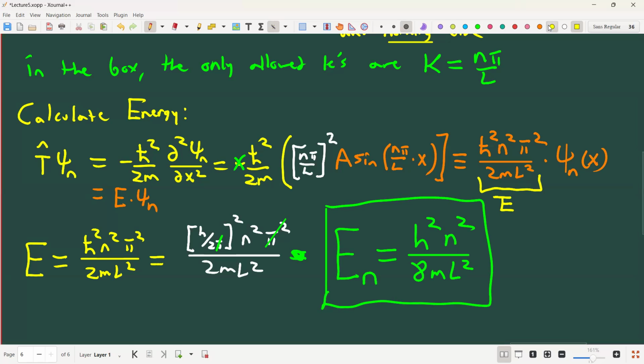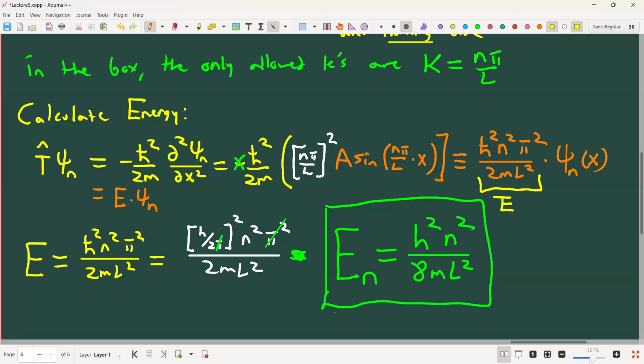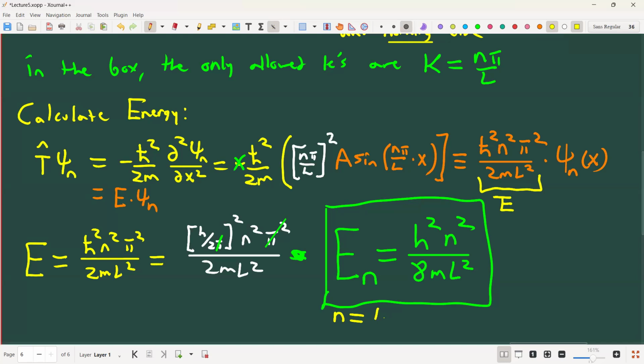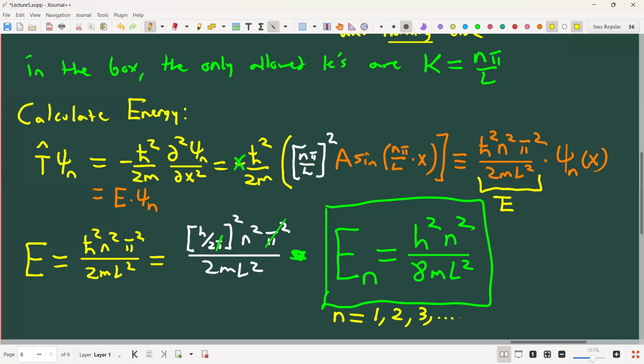And remember, n now takes an integer. It can't be any value. It's not like k for the free particle, which can be any momentum you choose. n can only be a positive integer. So what's the consequence of this? Well, we don't have a continuous energy spectrum. The particle in the box only takes specific values of the energy.